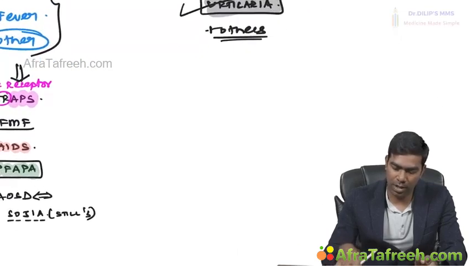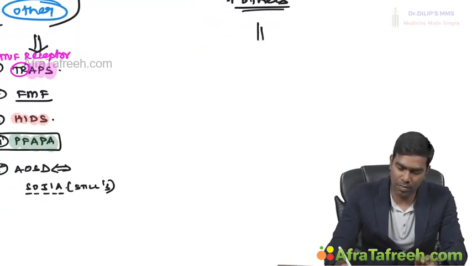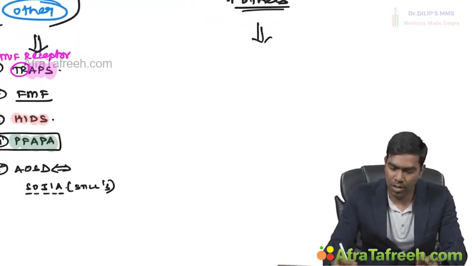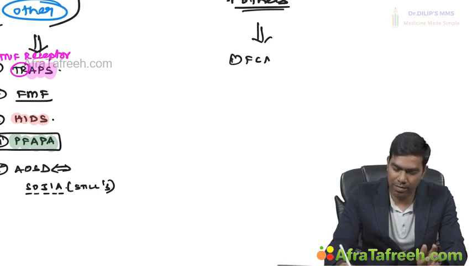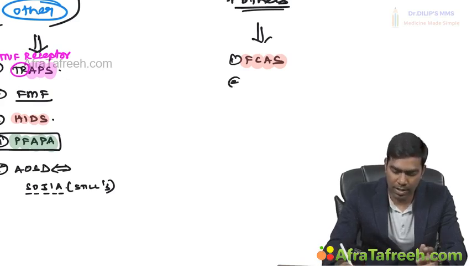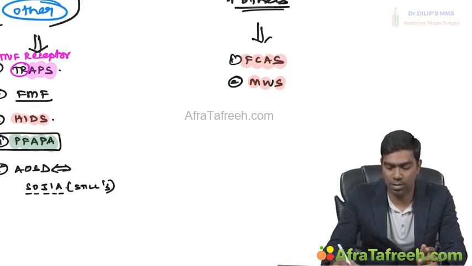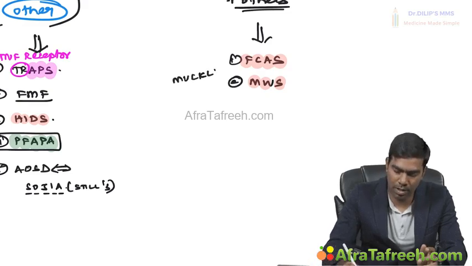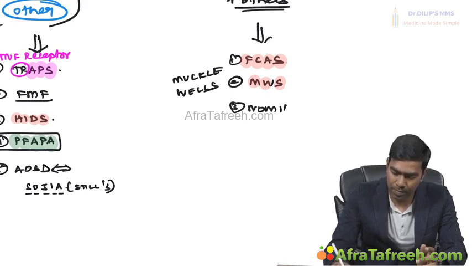And coming back to the cryopyrinopathies, if you ask me what are the cryopyrinopathies, you have to know there are three things that are very important. One is called FCAS, that is familial cold autoinflammatory syndrome. And second one, you have something called Muckle-Wells syndrome, MWS. And third one, you have something called NOMID or CINCA.